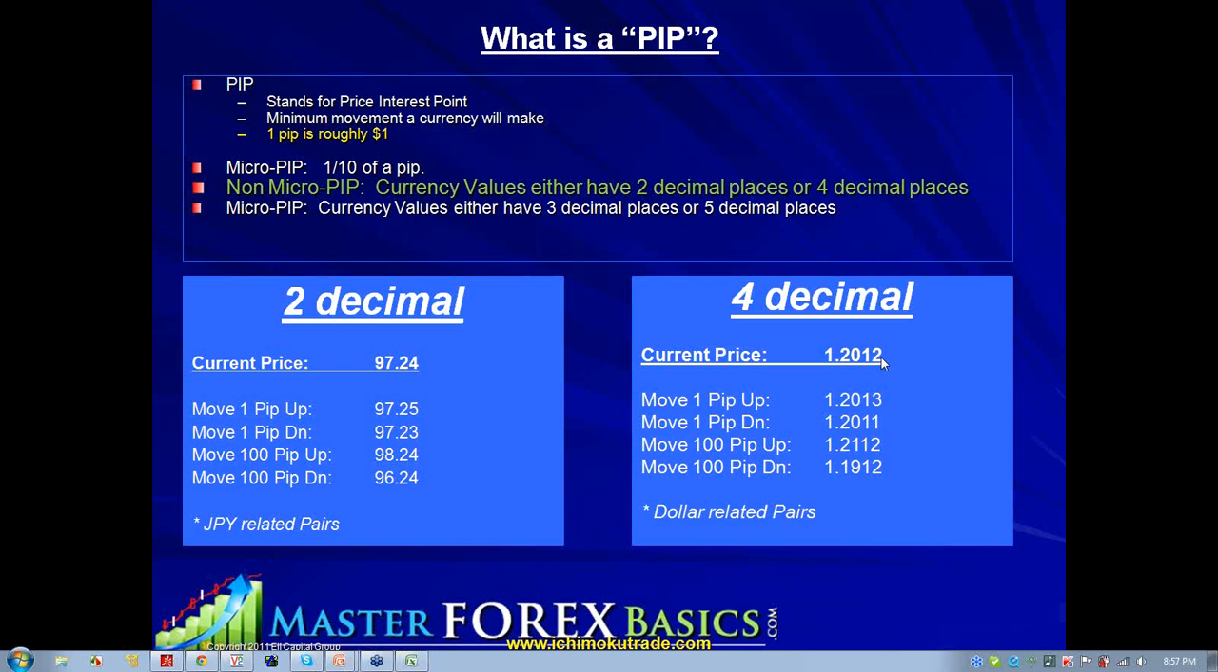Okay, and if we are bundling up Japanese yen with Euro, the decimal places will be 2 on both sides, right? Yep. But what if we are pairing up Japanese yen and US dollar? I'll show you that. Okay? Okay.